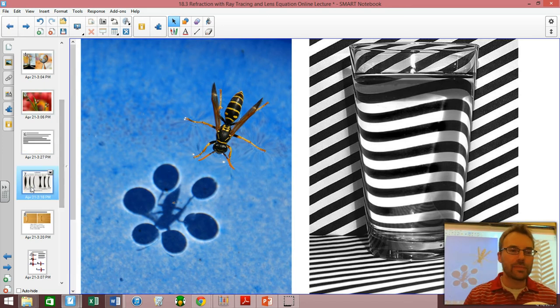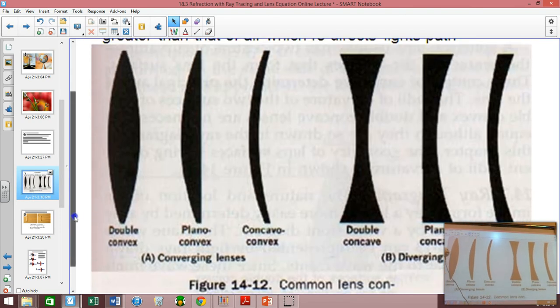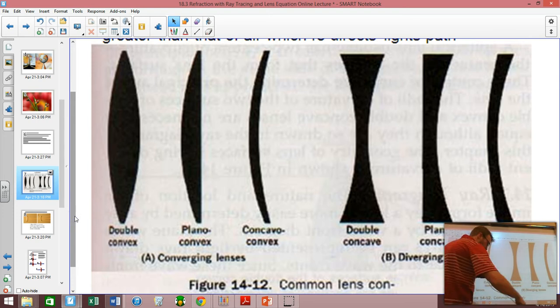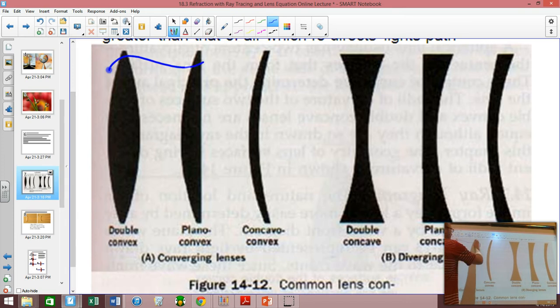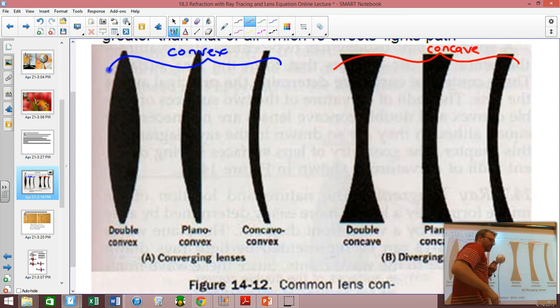The first thing I want to talk about is types of lenses. There's two main families of lenses here. Family number one is convex lenses. All of these here are considered convex. Family number two, these are all considered concave. On your test, you'll be given a lens, and you have to identify what type of lens it is.